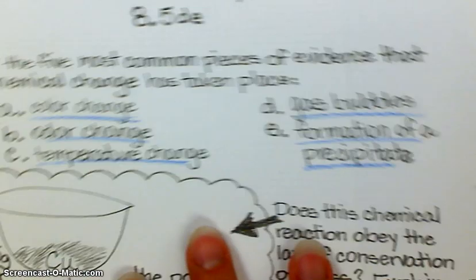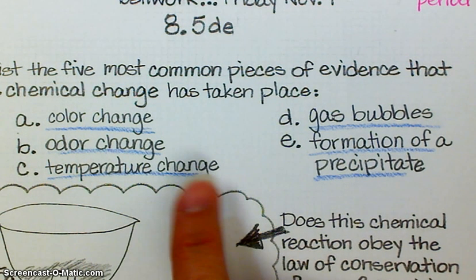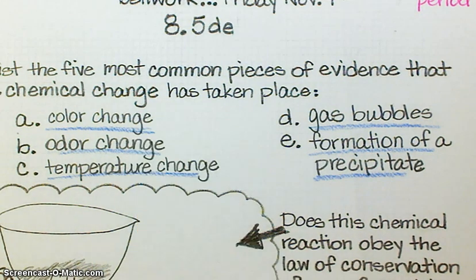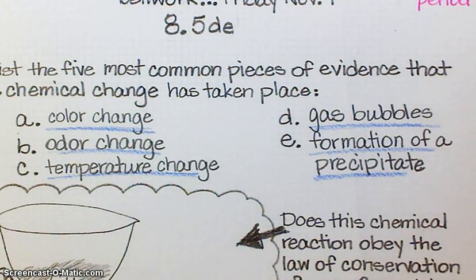Also, last little tidbit, remember that there are certain pieces of evidence that a chemical reaction has taken place or a chemical change, and they can be color change, odor change, temperature change, gas bubbles, and the formation of a precipitate, which is an insoluble substance that kind of settles out in a container. All right, so with that, you are ready to go on your last little worksheet tidbit before our test.